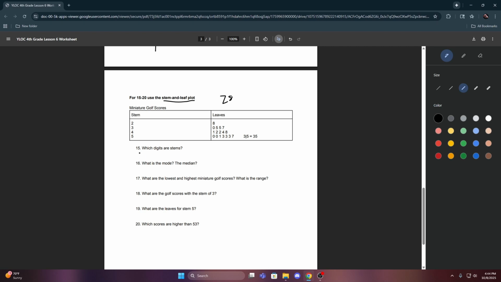Okay, let's get started. Which digits are stems? Again, we covered that the stems are located right here, and these are your digits, so it'll be 2, 3, 4, and 5. Now, what is the mode? The mode is the number that appears the most, and in this case, we see that the number 3 here repeats the most, and we find that in the 50s, in the 5 tens place. So your mode is 53 because mode is the most frequently occurring number.